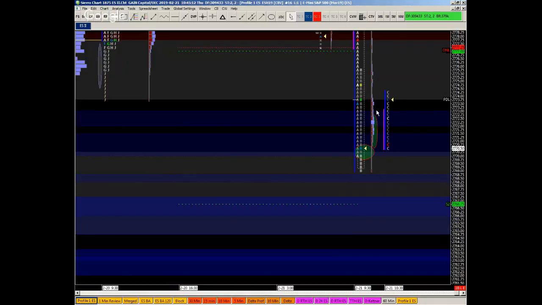Again, very often around a VPOC, there's a little bit of back and forth. Because we entered this little blue zone, you might have expected that we would go to the other side of this distribution a little bit. And I'm talking about this part of the distribution because there's a little bit of a low volume just above it.